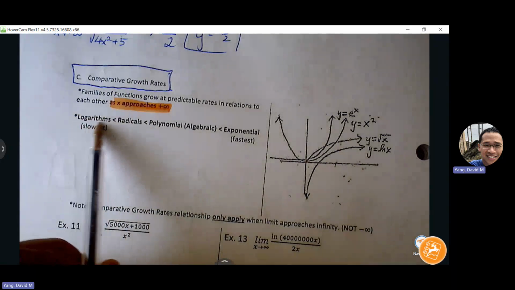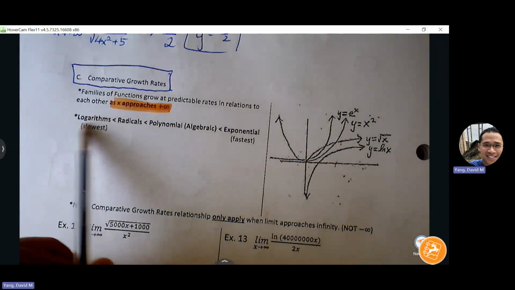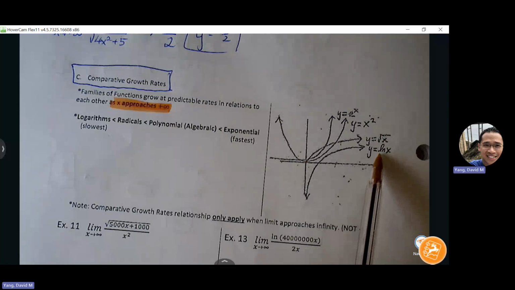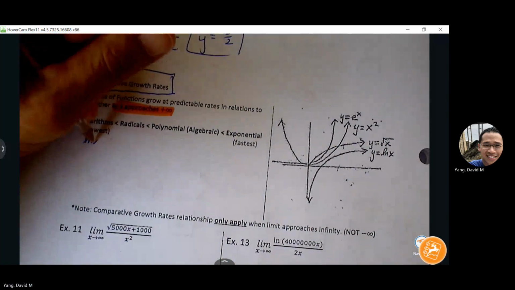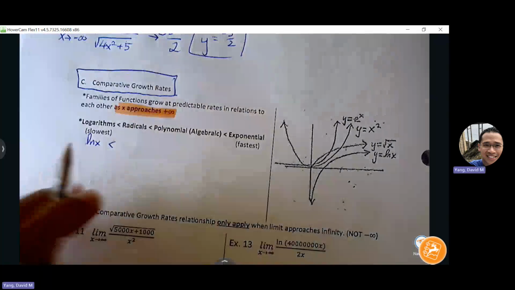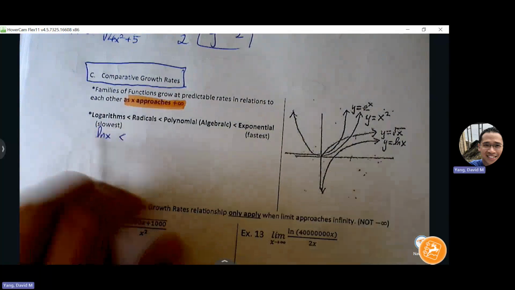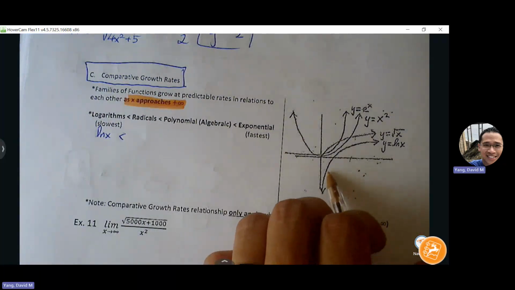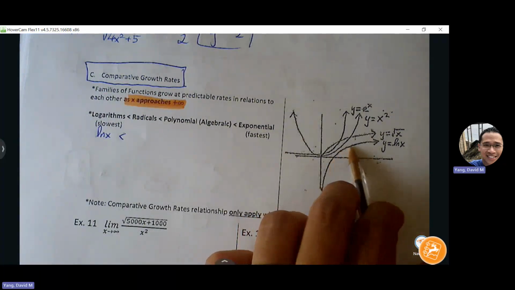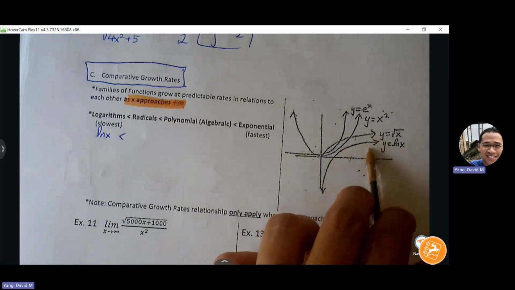Here, I want to show you that these are the 4 families of functions we're going to work with. You have logarithms, which is like natural log of x, log base a of x, log base 2 of x. The most common log function we're going to use is natural log. Logs grow at the slowest rate. You can see that it's rising, but it's not rising very fast.